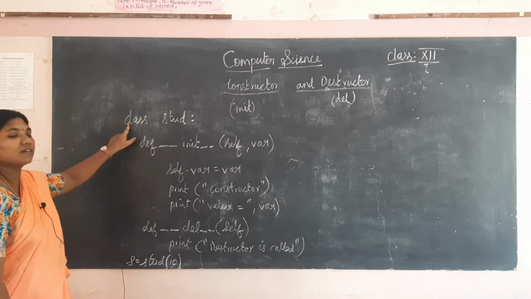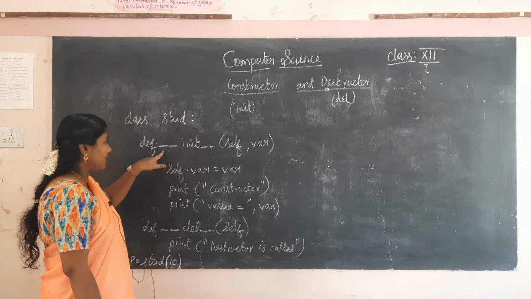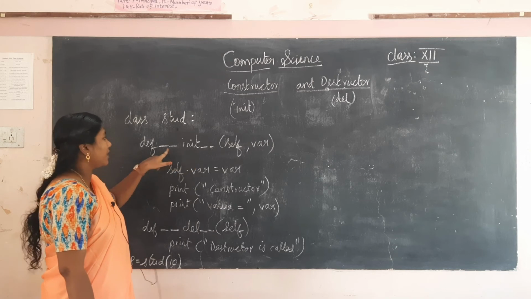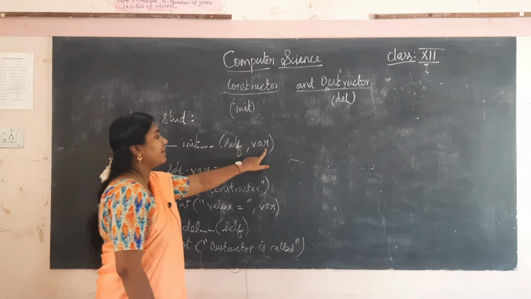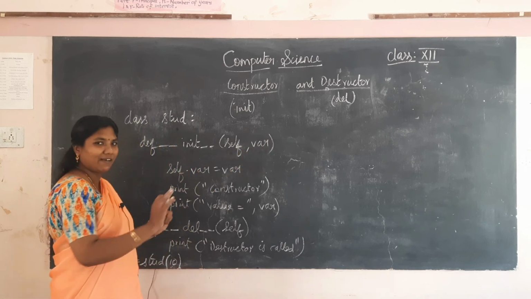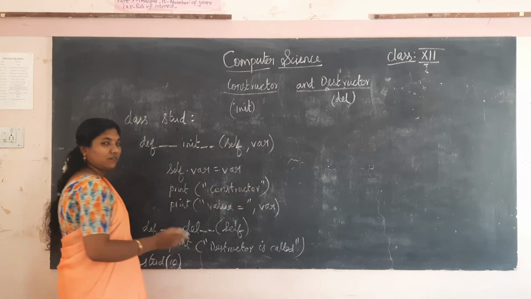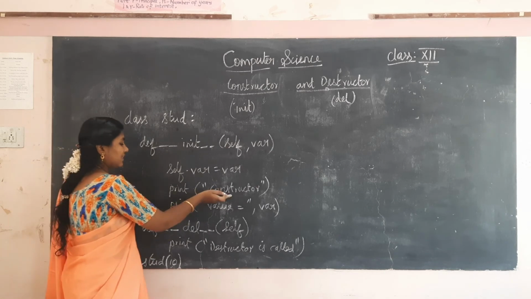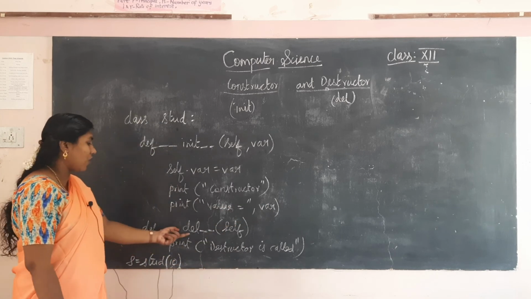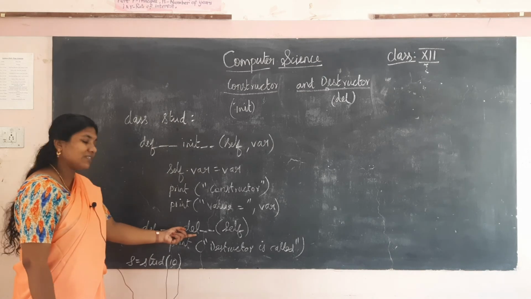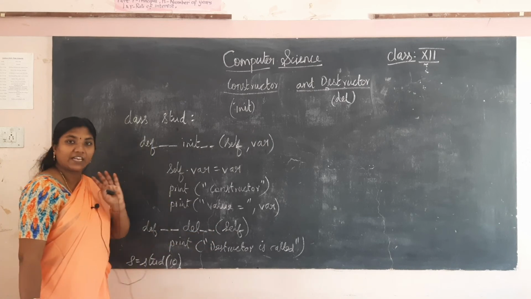Clear? So I have created one class with class name student, and I am having one constructor with the init function, and then I am having one variable after the self. So self.variable is equal to variable, I have just assigned it. Print constructor, just to show that it is a constructor. Print value is equal to the variable, and the variable value will be printed. Then I have defined the destructor using the function del, with two underscores before and after, and I am having self. So I have not given any argument for the destructor.